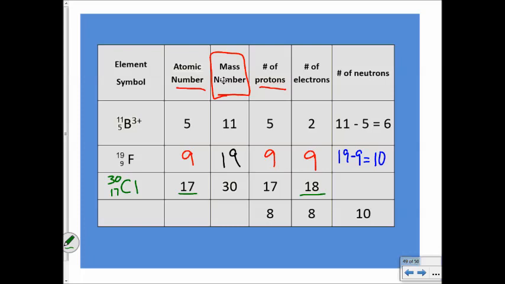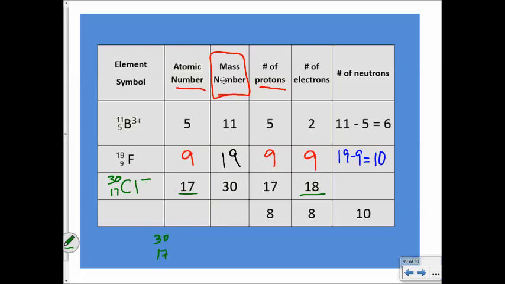Well, how many did I start with? If I'm neutral chlorine, how many do I have? 17. Good. So 18 means I gained 1, right? So what kind of charge am I going to have, a positive or negative? Negative. Gaining a negative charged particle means you're going to be negative, right? So this is going to be a -1. So I'm just going to put a negative up here.